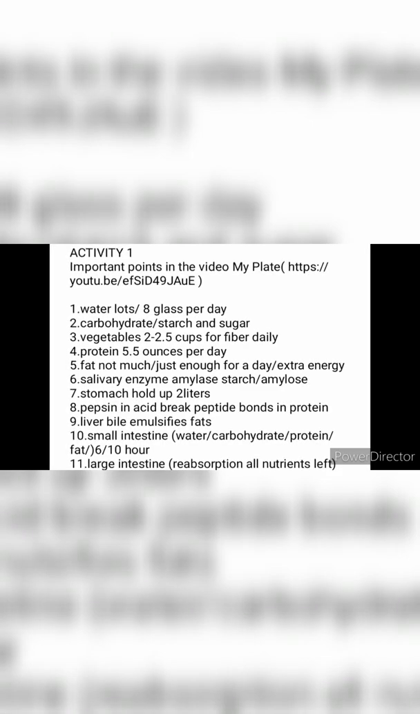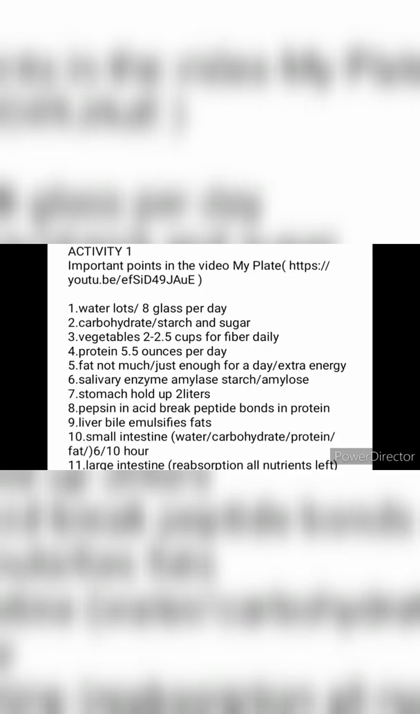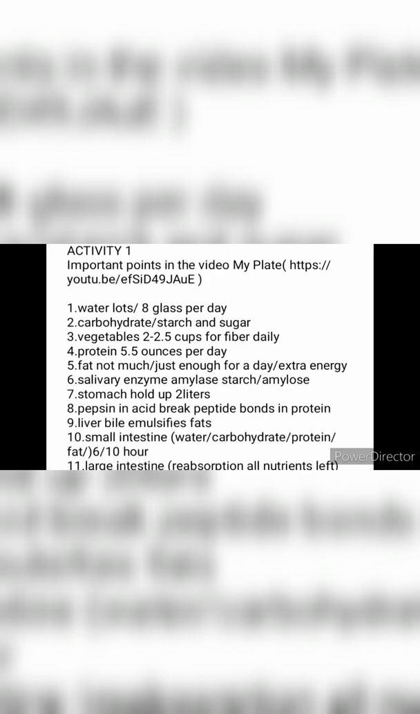Activity 1, based on the video of MyPlate from the link below, I can list out many important points that are pointed out in the video. Below are the important points that I have listed, 1 until 11.